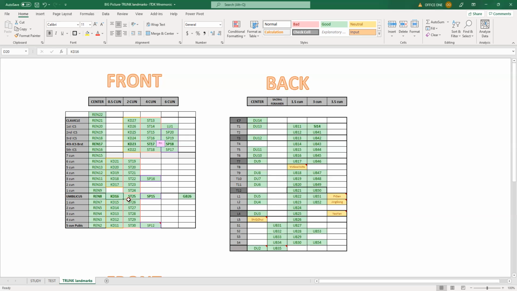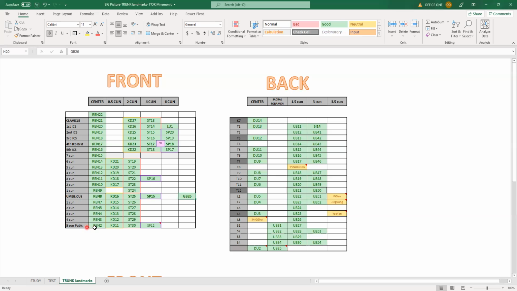Then we have stomach 25, which is 2 cun lateral to REN 8, spleen 15, which is 4 cun lateral to REN 8. So for 4 cun, another way to remember is 5 minus 1 equals 4. So this is 4 cun lateral to REN 8 or to the midline. And then gallbladder 26, which is at the same level of the umbilicus. So you need to memorize this line.